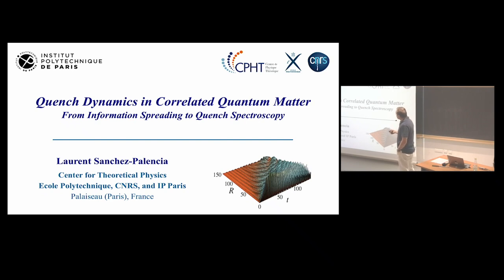Today I would like to discuss our recent works on the out-of-equilibrium dynamics of correlated quantum systems. Here you have an example of a calculation of the evolution, as a function of time and distance, of a spin-spin correlation function in the long-range Heisenberg model. And then you see a complicated behavior with an edge here that is usually called a light cone, and some complicated dynamics inside this cone. So this is what I want to discuss today, essentially.